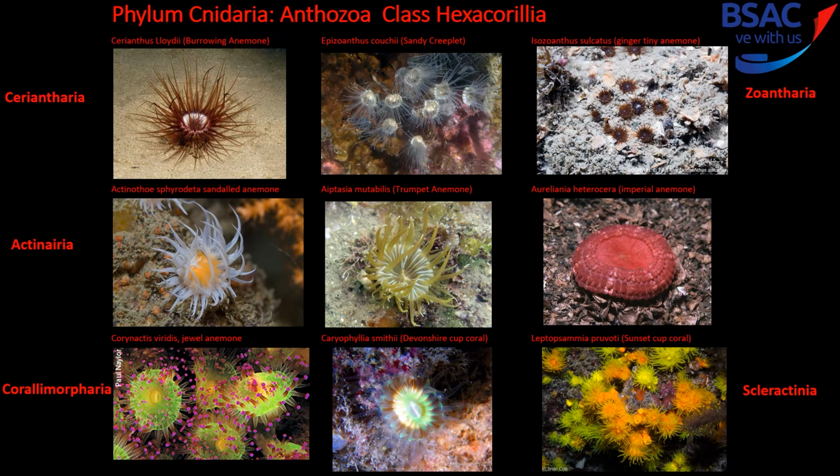In the middle row we have the truest sea anemones of the Actiniaria, and we have pictures of the sandaled, trumpet, and imperial anemones. And in the bottom row we have the Corallimorpharia, which are knobbed tentacle anemones, and we have a jewel anemone in the picture. Scleractinia, which are hard corals, and we have 2 pictures, one of a Devonshire cup coral and the next of the sunset cup coral.